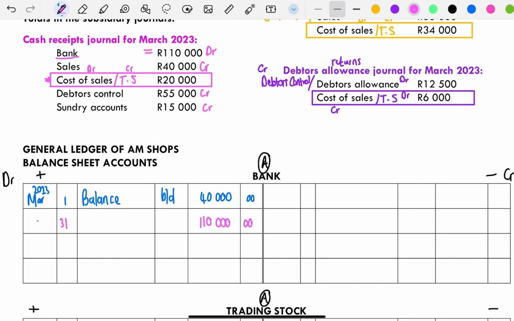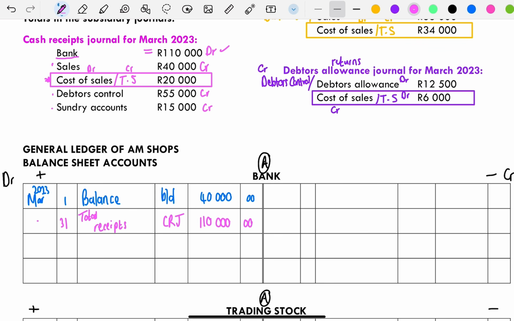Then in bank, you'll always have to write here total receipts, because this represents money we've received for sales, debtors, and some other stuff. Okay, and the folio column wants you to show which journal you are posting from. And there we go. I've debited bank with 110.